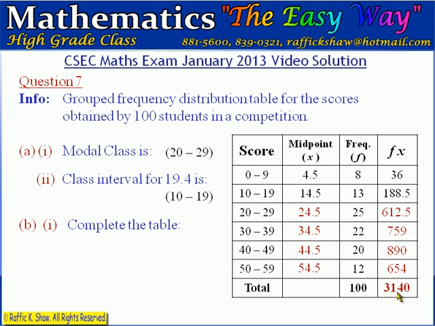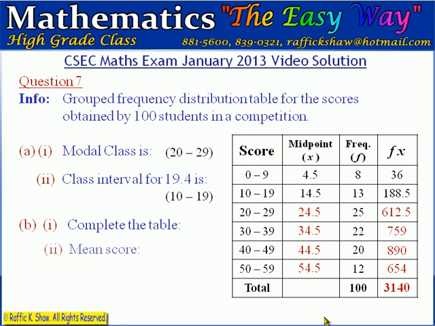This 3140 is an estimate of the total score of the 100 students, because for example here this 36 represents an estimate of the total score of the 8 students in this group, and the estimation is made by assuming that all 8 students in this group had a score of 4.5. And so we have now completed the table.